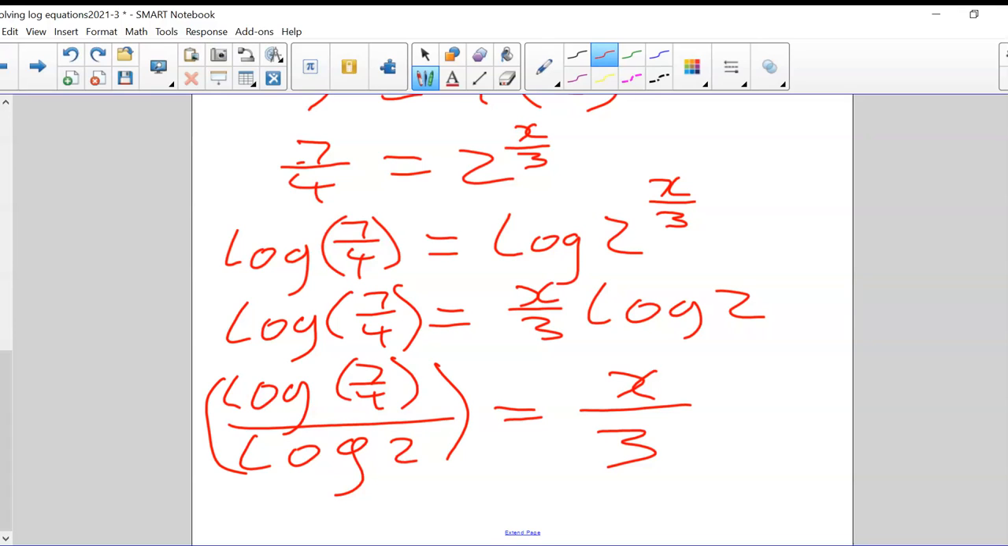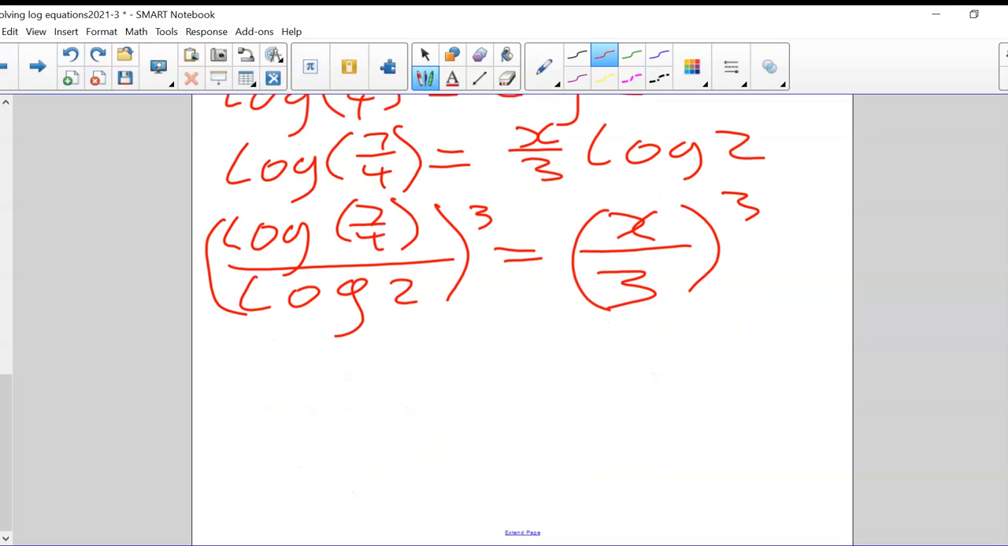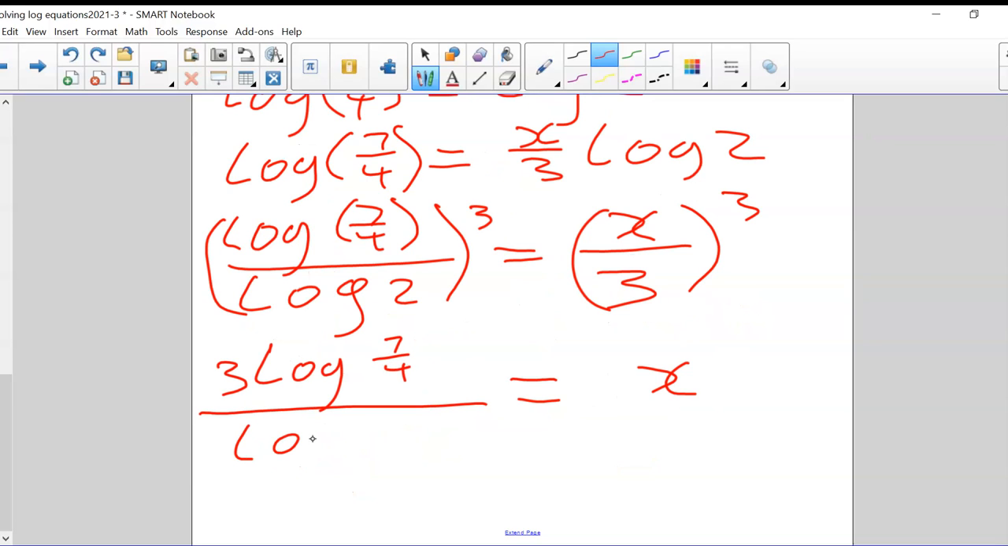So multiplying both sides by 3. 3 here and 3 here. This side becomes just simply x, and this side becomes 3 log of 7 over 4 divided by the log of 2. Now, the good thing is that you could also think of this, and some of you probably picked this up already, and you can say that this is the same thing as 3 log base 2 of 7 over 4. It would be the same thing, is equal to x.